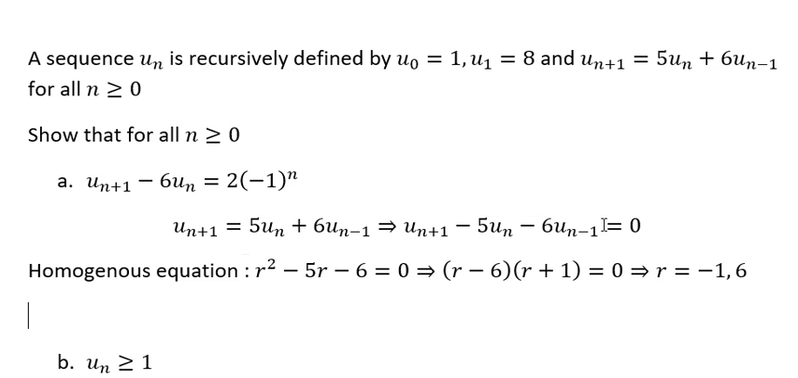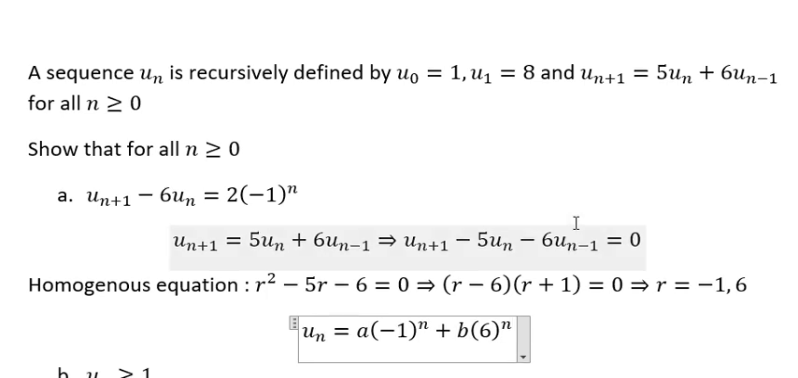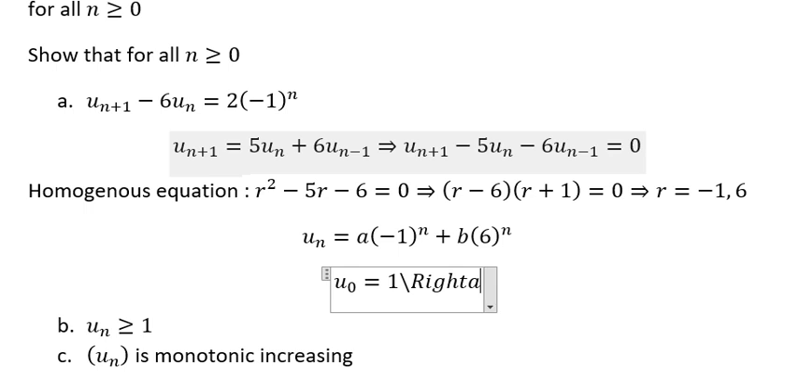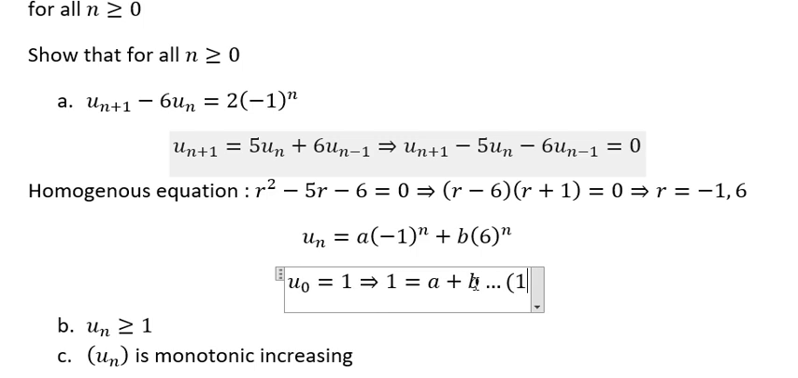Now my solution will be Un equal to a times negative 1 to the n plus b times 6 to the n. Then we use the initial conditions to find the values of the constants a and b. So U0 is equal to 1. It means that 1 is equal to, replace n with 0, you just have 1 and 1. So 1 is equal to a plus b, equation 1.